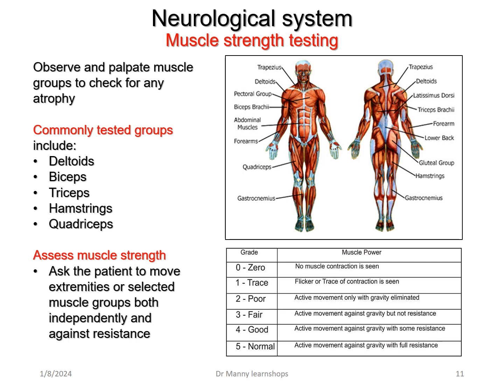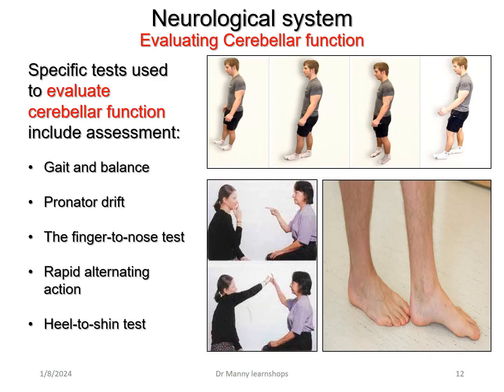There are grades for everything. Muscle power can be assessed from 0 to 5, 0 being no contraction seen, 5 being normal.